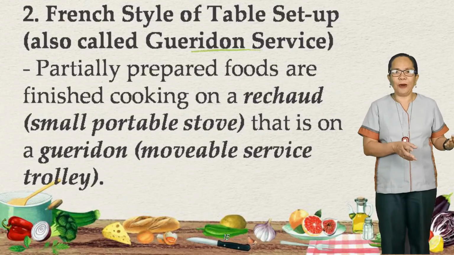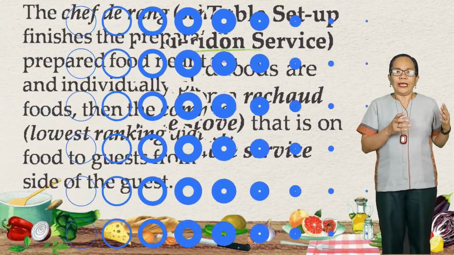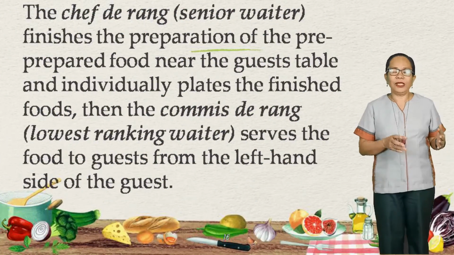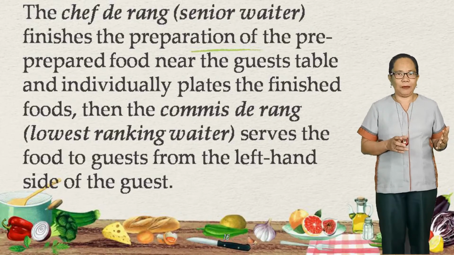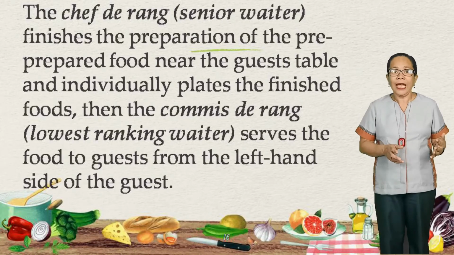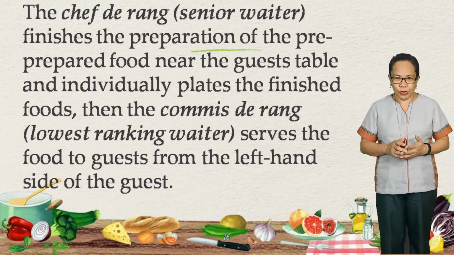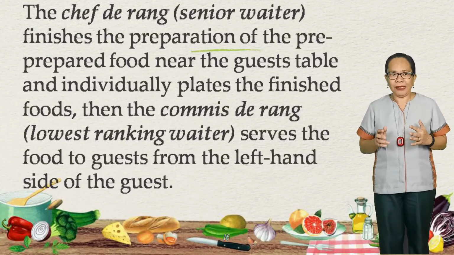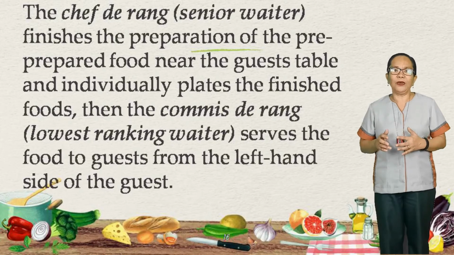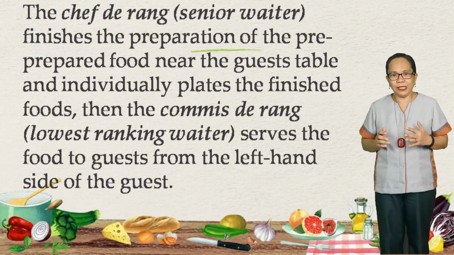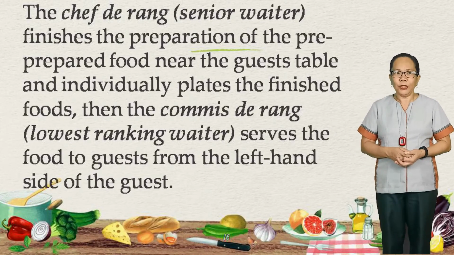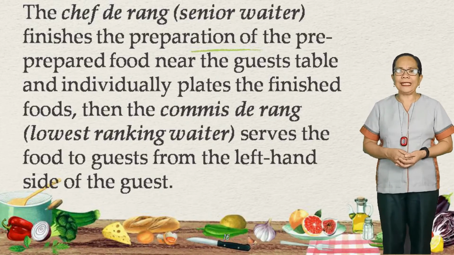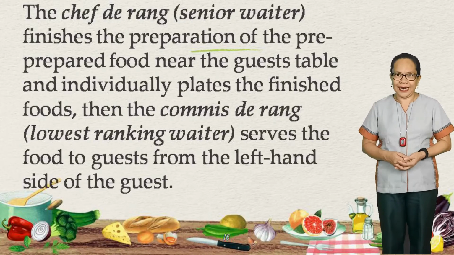Sino ang magluluto? So, the chef de rang or the senior waiter finishes the preparation of the pre-prepared food near the guest table and individually plates the finished foods. Then, the commis de rang or the lowest ranking waiter are the one responsible in serving the prepared food to the left-hand side of the guest.